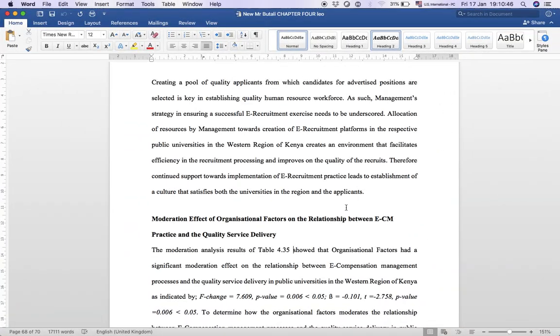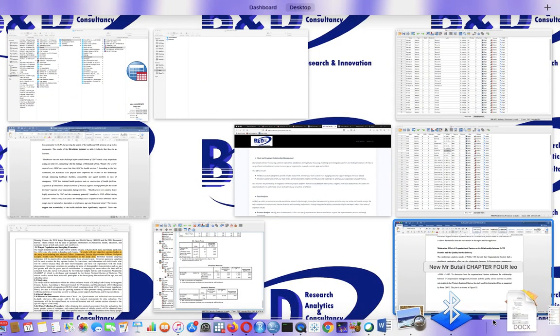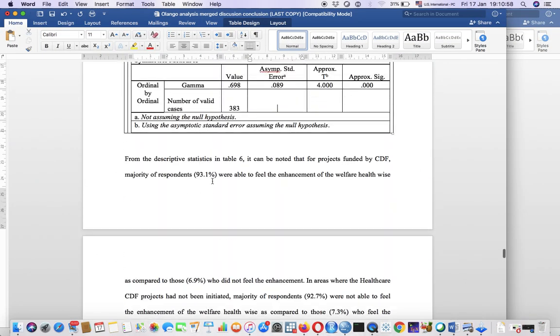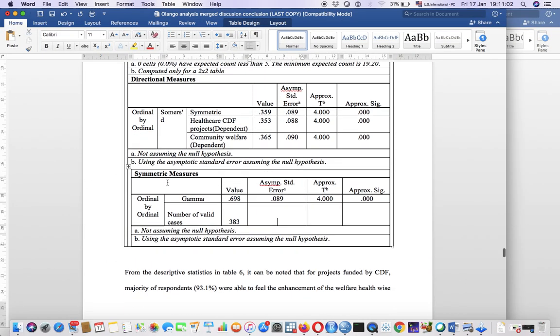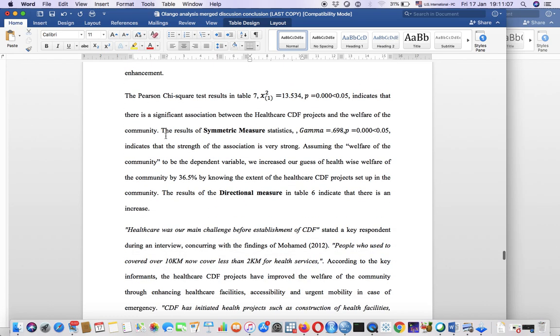The things I've not captured it for quite some time. Where have I thrown it? Yeah, it is. So for ordinal by ordinal, we have the Summers D. For the Summers D, it's like the way to interpret it.